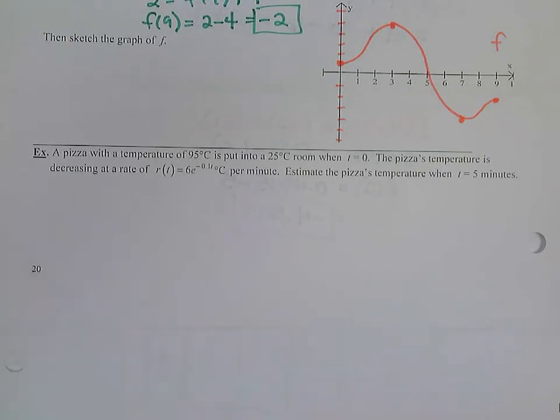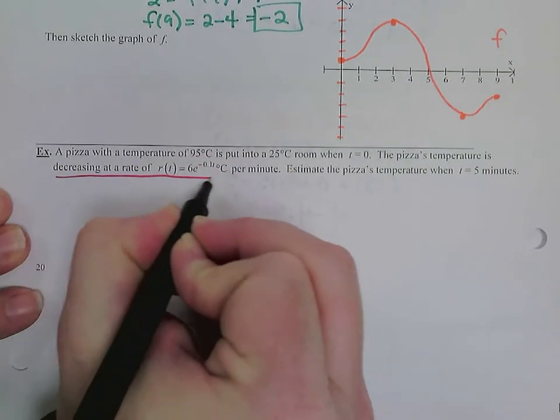Okay. All right, let's take a look at this last example. It says a pizza with a temperature of 95 degrees Celsius is put into a 25 degrees Celsius room when T equals 0. The pizza's temperature is decreasing at a rate R of T equals 6 times e to the negative 0.1 T degrees Celsius per minute. Estimate the pizza's temperature when T equals 5 minutes. They've given us a rate of change.